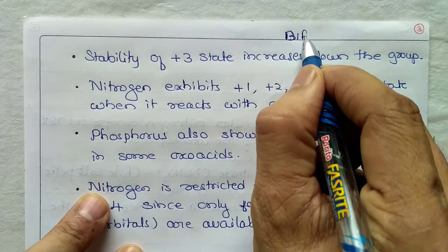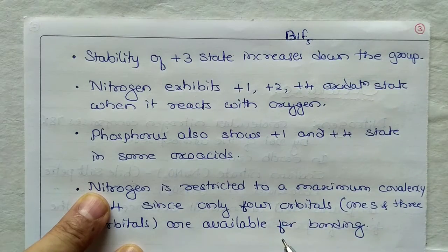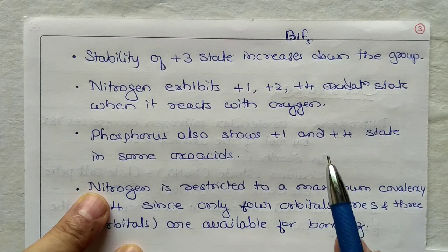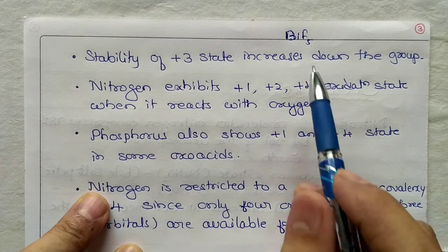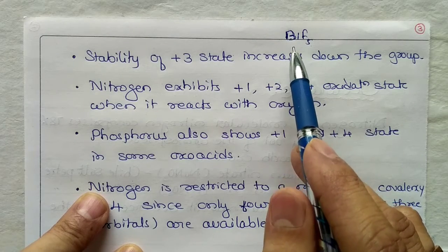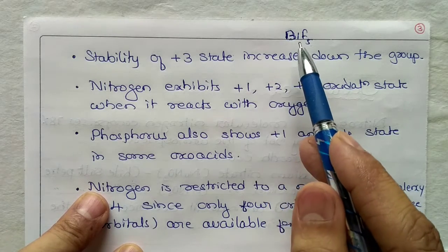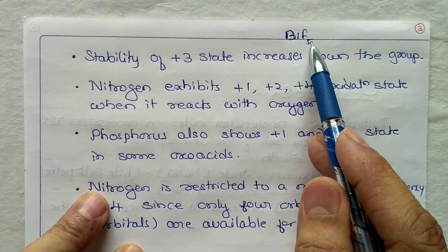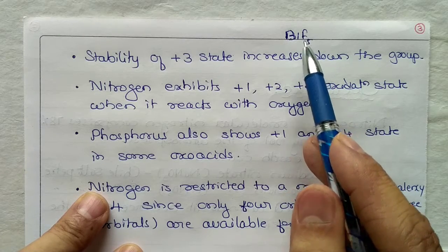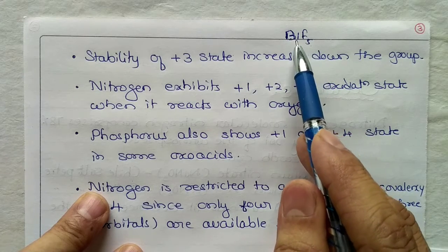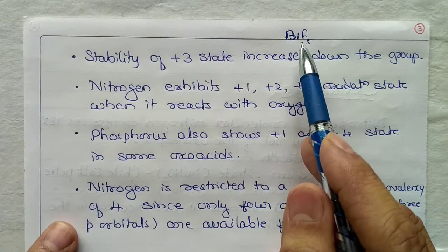One more exception is there, bismuth pentafluoride, BiF5. This is also stable. We have mentioned the +5 oxidation state decreases, but this is an exception. So normally in CET they will ask such questions. BiF5 is stable, and it is a pentavalent state, but this is the exception.